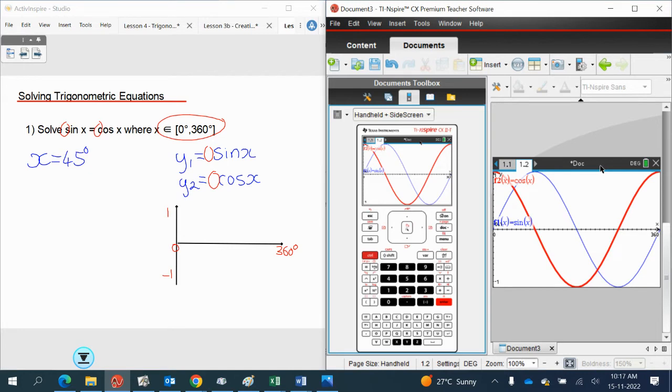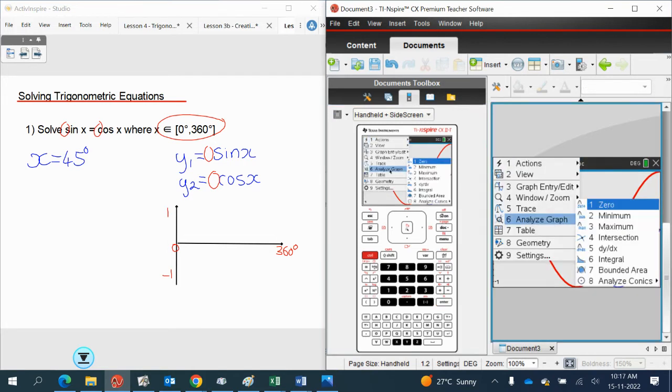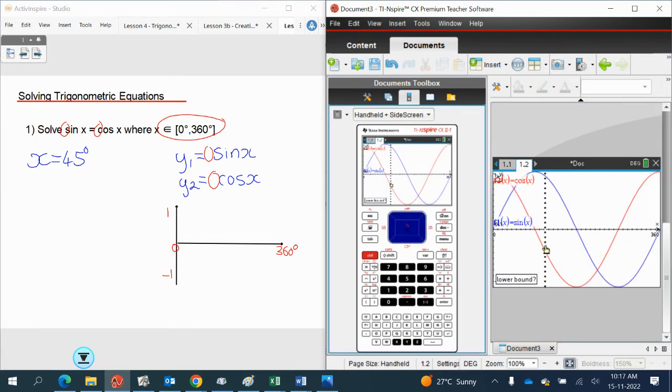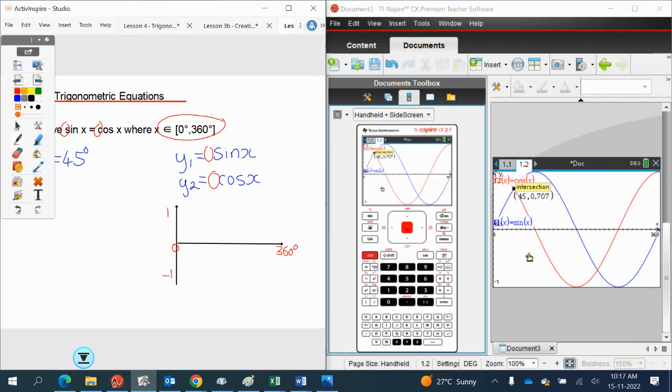So to solve an equation using this strategy, you need to find all of the points where the two curves intersect. So we're going to use menu, analyze graph, intersection. And we can stroke on the pad here to the left-hand side of the first intersection, then to the right-hand side, and we get our solution. So our first solution on this particular case, we have two graphs. We have the sine curve looking like this. We have the cosine curve looking like this. Our first solution here is that x equals 45.